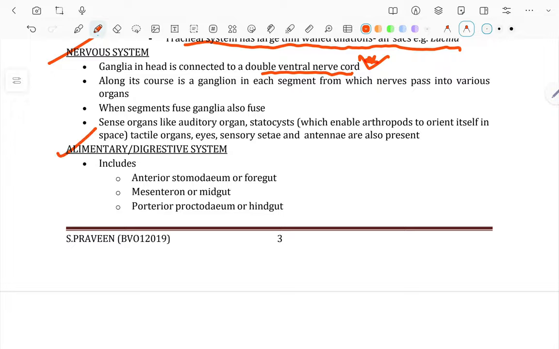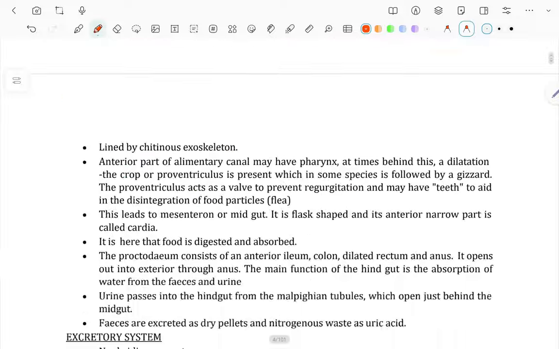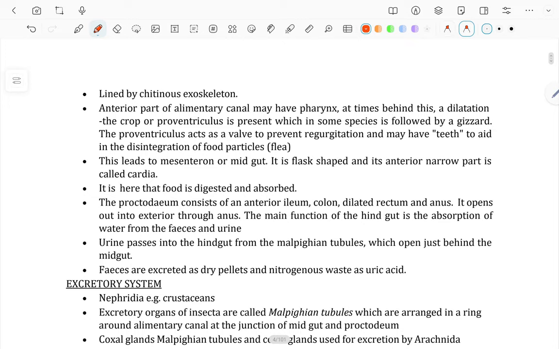Alimentary or digestive system. The digestive system includes anterior stomodeum or foregut, mesenteron or midgut, posterior proctodeum or hindgut, lined by chitinous exoskeleton. Anterior part of alimentary canal may have pharynx. Behind this, a dilation, the crop or proventriculus is present, which in some species is followed by gizzard.